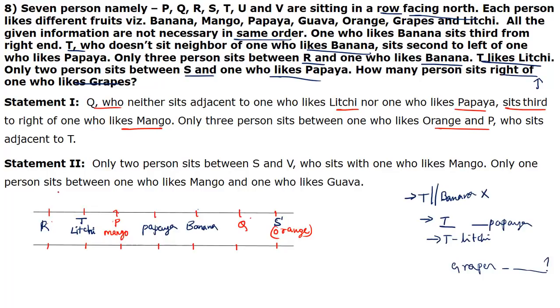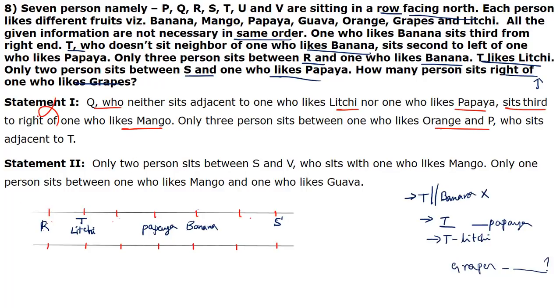I hope you got it. So grapes can be at this place or grapes can be at this place. So because of that reason, we cannot answer the question with the help of statement 1. So therefore statement 1 alone is not sufficient to answer the question. Let me rub everything which is in red ink, so that this is the basic question, right, which we have written in blue.